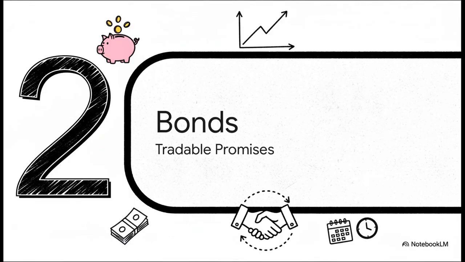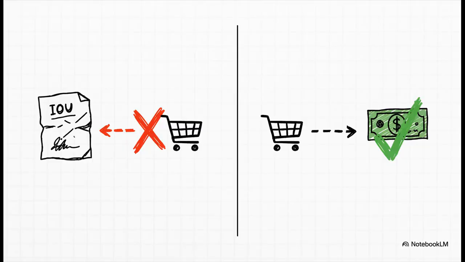Okay, so that one-on-one loan works just fine. But what if a giant company or even a government needs to borrow not $100, but billions? Well, that's where bonds come in. They take that simple promise and turn it into a massive global market. The huge problem with a simple personal loan, an IOU, is what finance folks call liquidity risk. Basically, it's not liquid. You can't easily sell it to someone else. If you suddenly need your cash back, you're kind of stuck waiting for your friend to pay you.